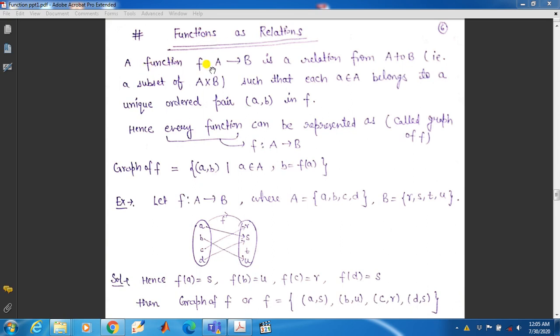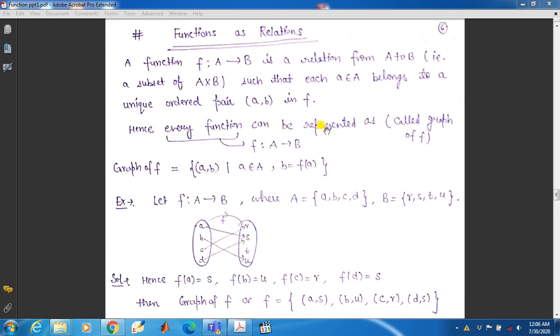A function f from the set A to B is a relation from the set A to B, that is, a subset of A cross B, the Cartesian product of A and B. A function is a relation from A to B such that each element a belonging to A belongs to a unique ordered pair (a, b) in f. Then the function is a relation.